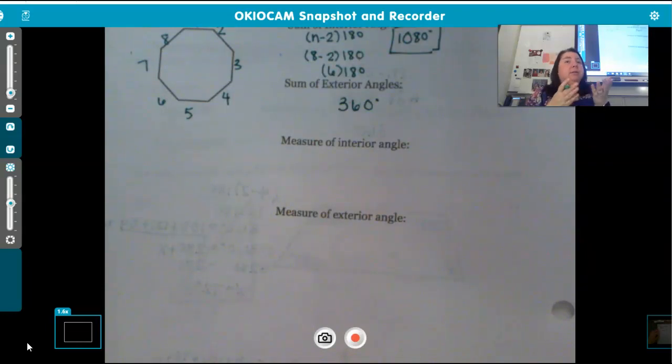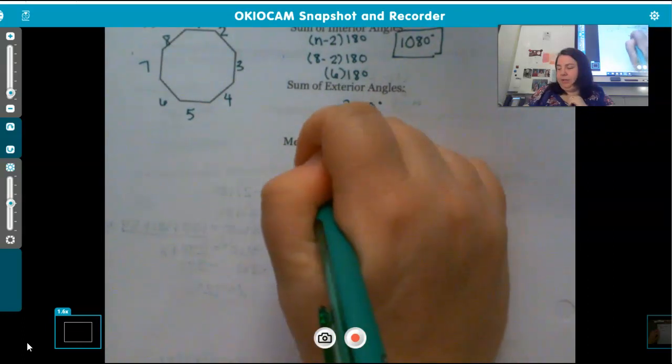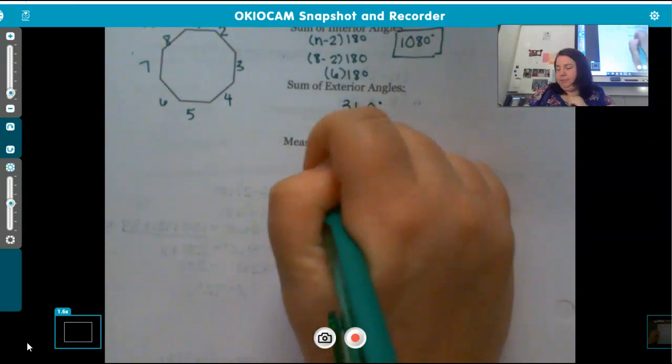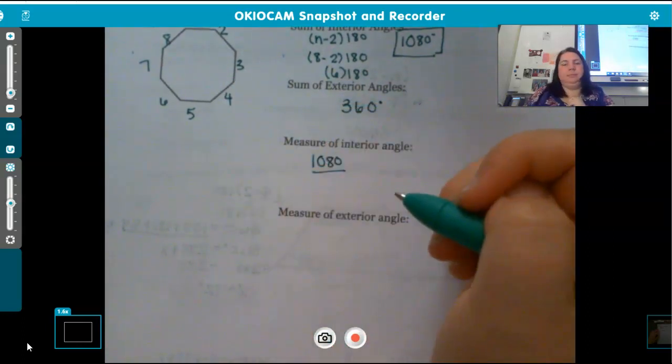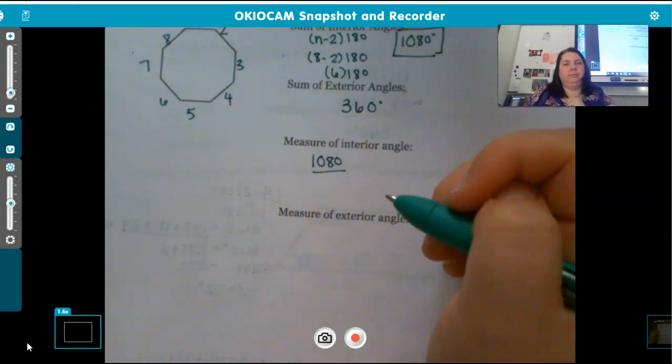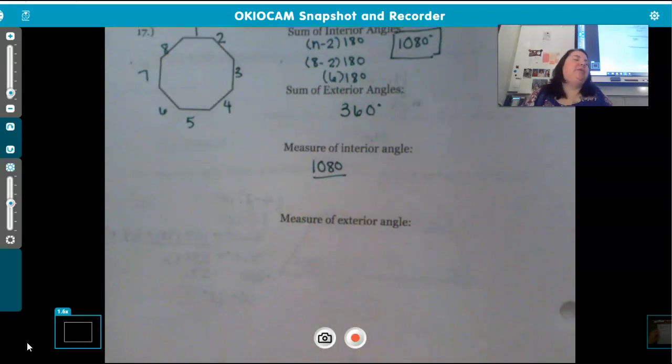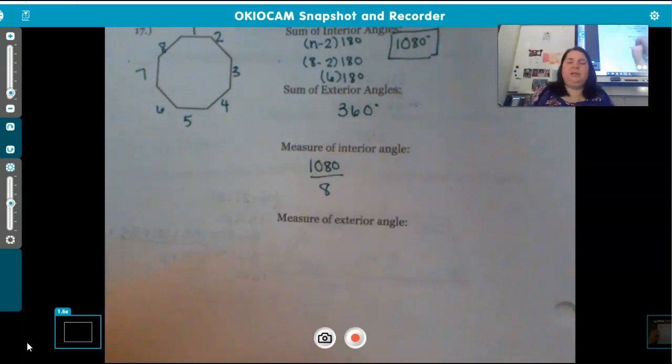Yeah, by what? Are you sure we're recording? Yes, we are recording. It says recording right here on the screen. What are we dividing by? No, this is interior. 1080 divided by what? How many angles are there? Oh, 8. This is the shortcut.